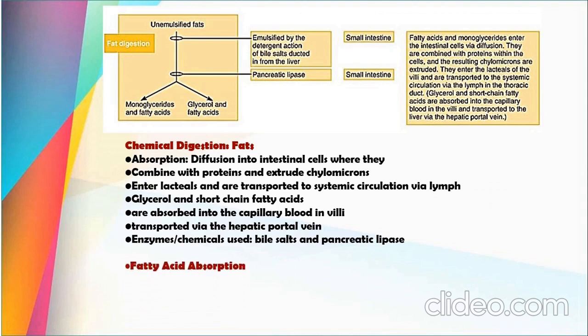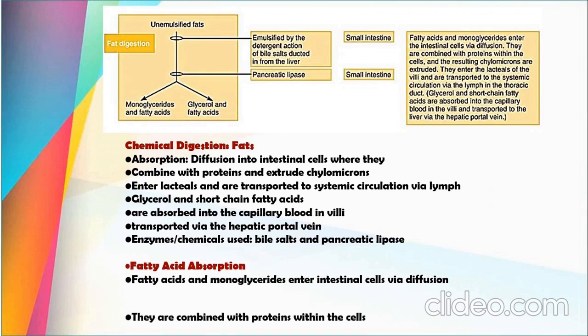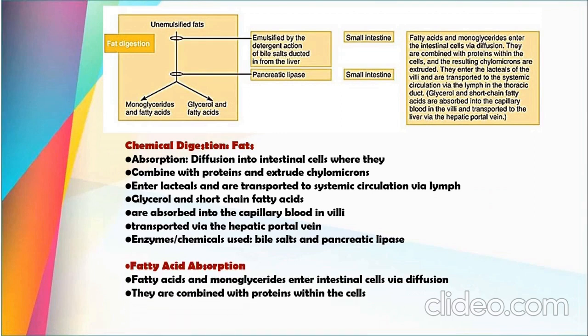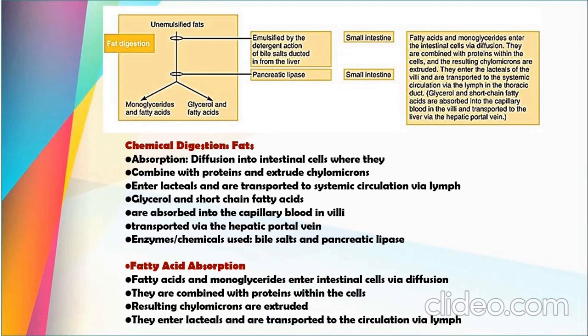Next one is fatty acid absorption. The fatty acids and monoglycerides enter intestinal cells via diffusion. They are combined with protein within the cells. The resulting chylomicrons are extruded. They enter lacteals and are transported to the circulation via the lymph.